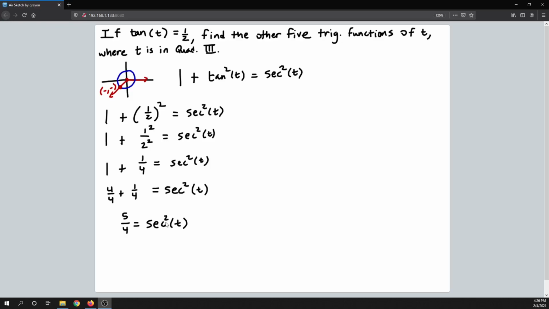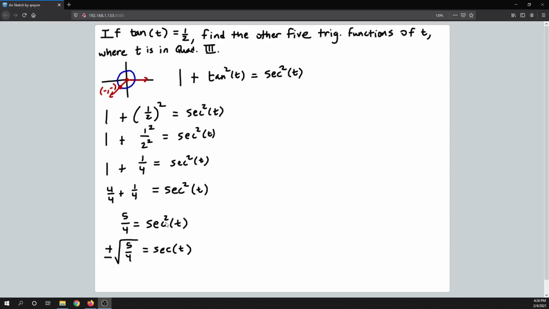Because if secant squared is by itself on one side and a positive number is over on the other side, I know that there are two solutions, right? And those two solutions are plus and minus the square root of 5/4. So that's the square root property that we've been talking about before. All right, and then I can simplify that out.